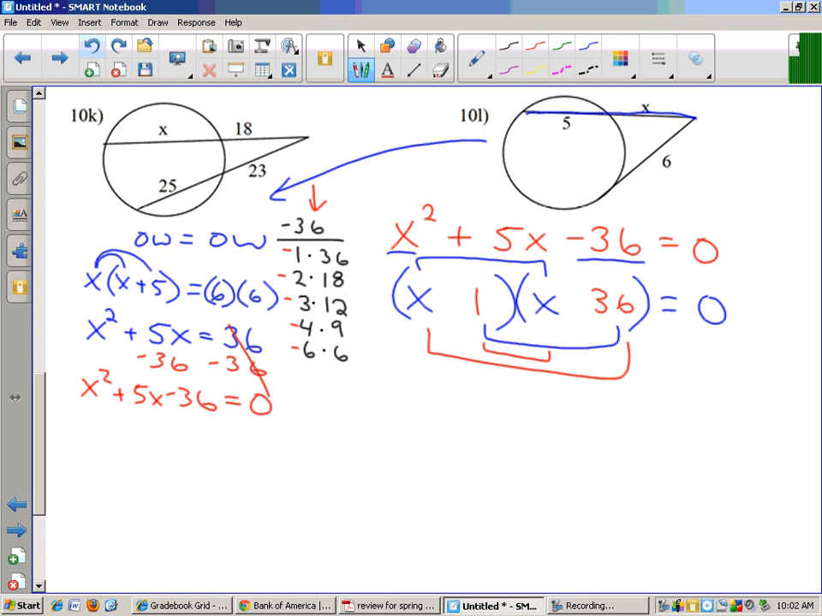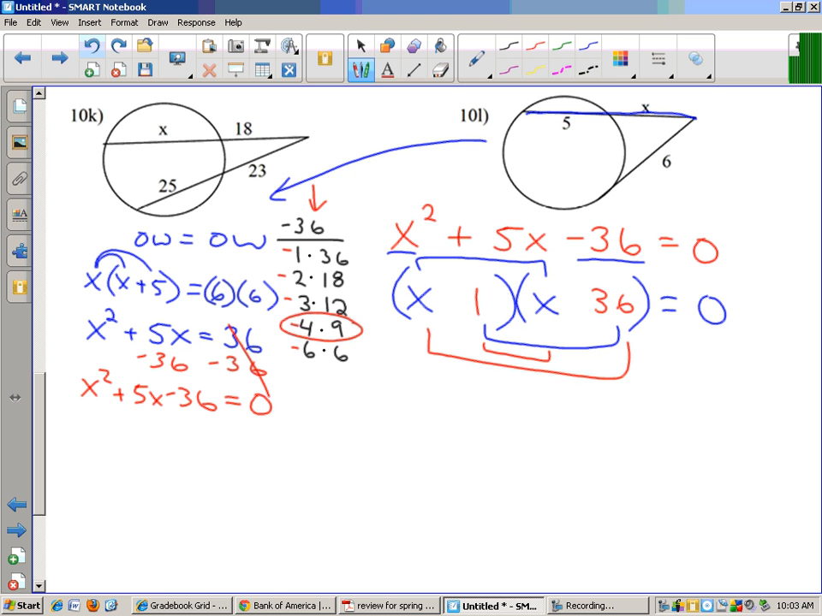Could I add or subtract 36 and 1 to get 5? No. How about 18 and 2? No, they add to be 20. They subtract to be 16. 12 and 3. No. 4 and 9. Okay, well, what about 6 and 6? So the only way I could even possibly get 5 is with 4 and 9.